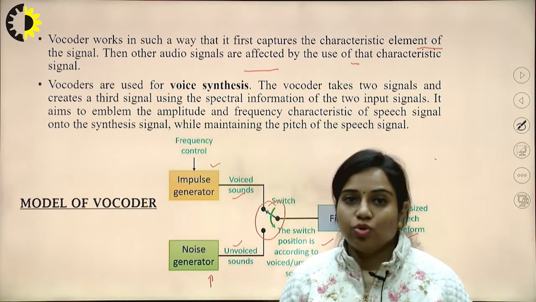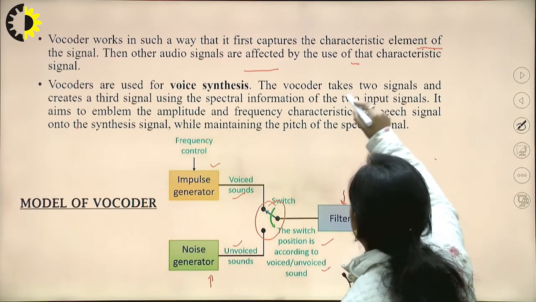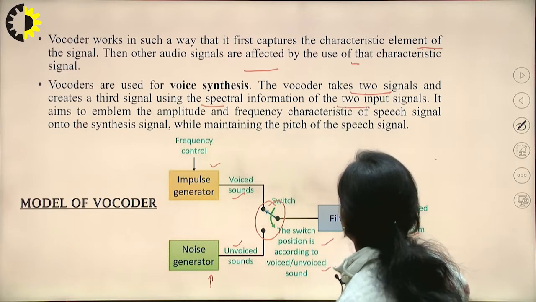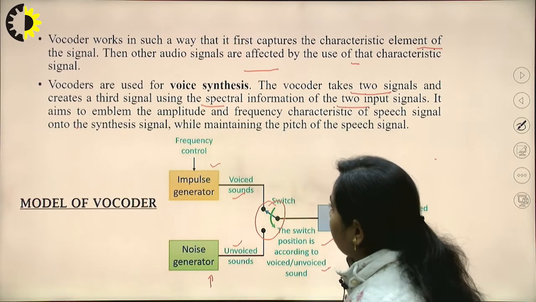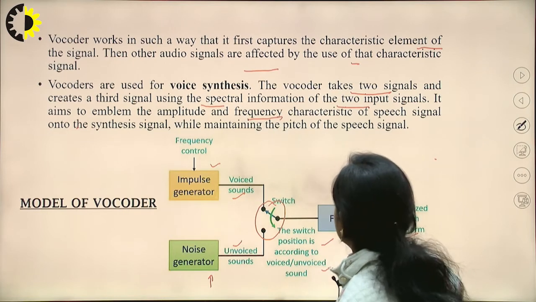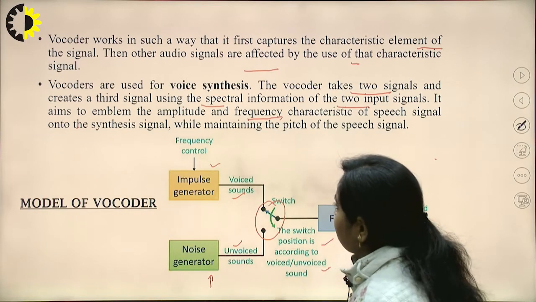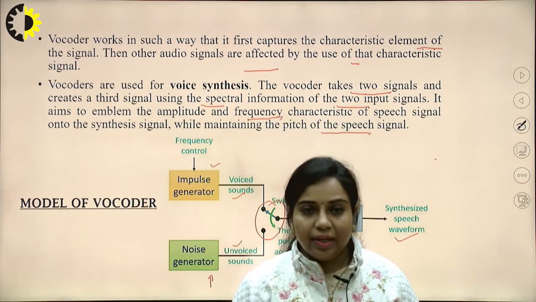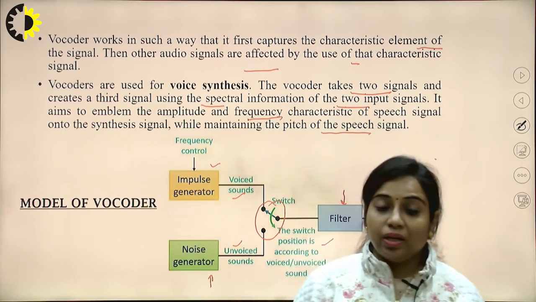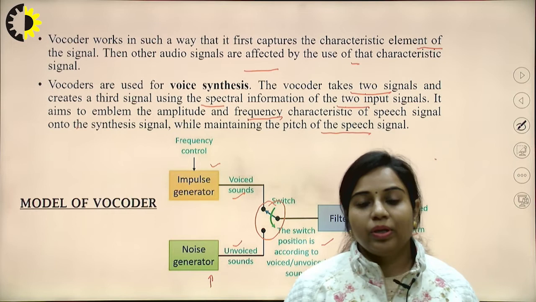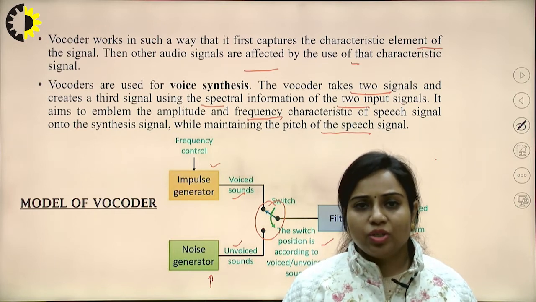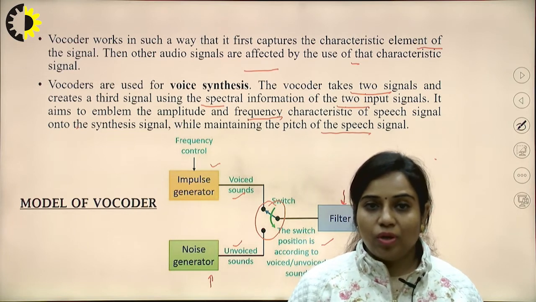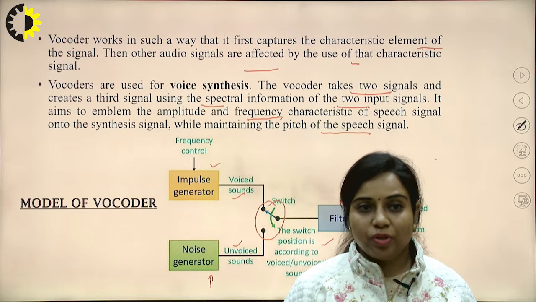Vocoders are used for voice synthesis. The vocoder takes two signals and creates a third signal using the spectral information of the two input signals. It aims to emblem the amplitude and frequency characteristics of the speech signal onto the synthesis signal while maintaining the pitch of the speech signal. The pitch has to be maintained, whatever you are speaking, so that it will not be counted as noise, and it should be audible. As you know, the male voice and the female voice have different pitch, so the pitch should be maintained.